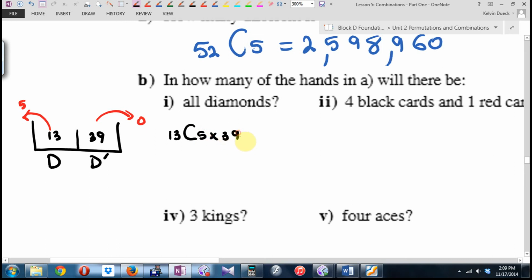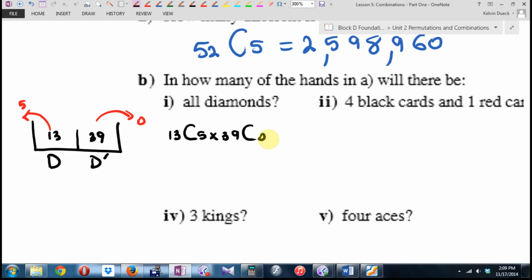Stop. Can all of you right now go 39 choose 0 on your calculator? Ignore the 13 choose 5. What is 39 choose 0? What's 50 choose 0? What's a million choose 0? What's anything choose 0? It's 1. If you are lazy, you can skip typing it, but I put it there for a reason, because this question said all diamonds.